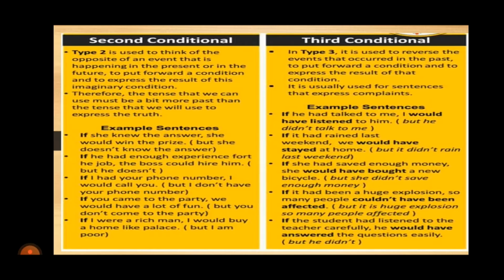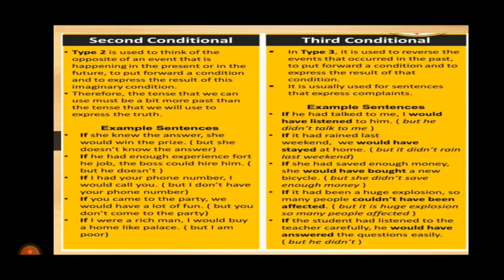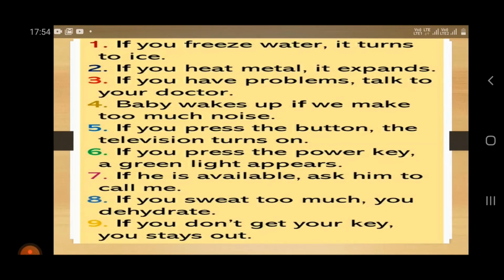If she had saved money she would have bought a bicycle. Had saved plus would plus have plus bought. And if it had been a huge explosion, so many people couldn't have been affected, so here had been, couldn't have been affected, so it comes in the third conditional clause. If the student had listened to the teacher carefully he would have answered the questions, so had listened plus would plus have plus answered. So likewise you can go through, my dear students.